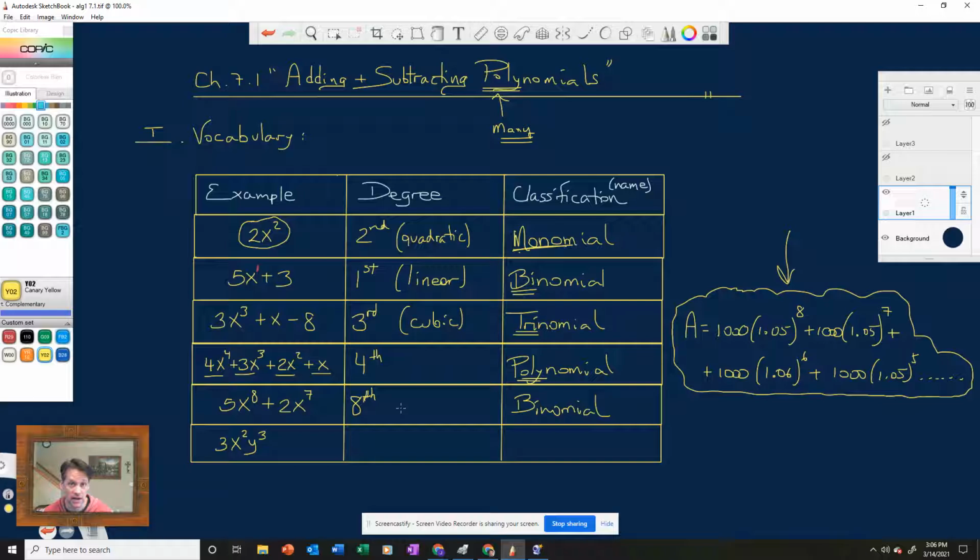There's also a fancy word for 8th degree. It's octic, but you don't need to know that.